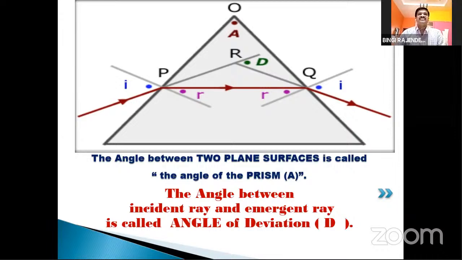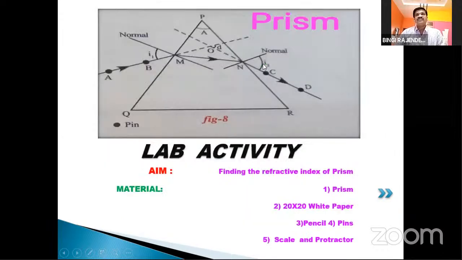I1 is the incident angle, and I2 is the emergent angle, and D is the deviation of angle. The minimum deviation of angle is also indicated with capital D or small Dm. So deviation of angle is shown with that capital D.